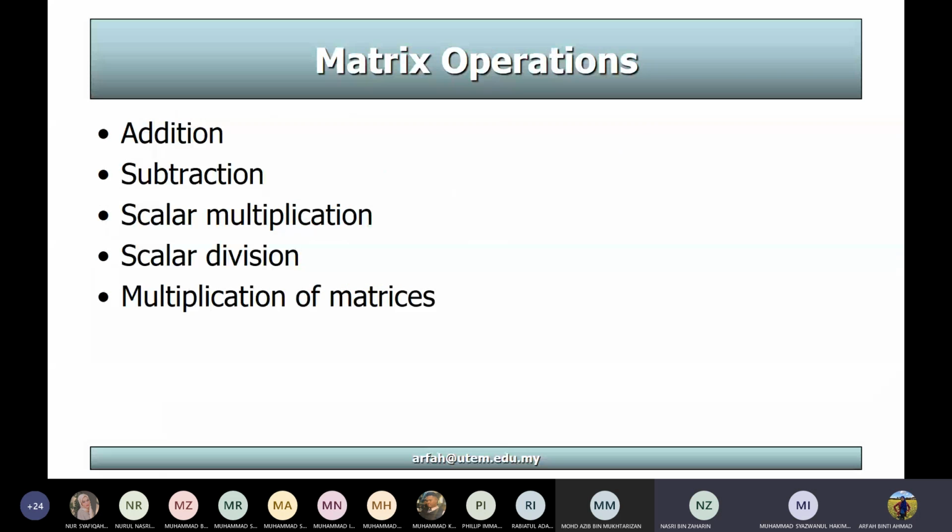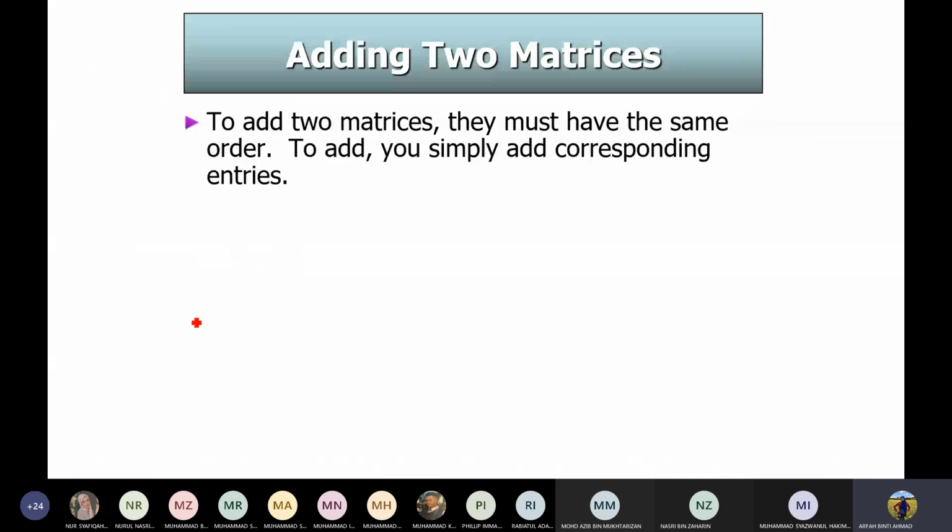And the next one, we are going to have operation involving matrix. So how you are going to do addition, subtraction, scalar multiplication, scalar division and multiplication of matrices. So the first 4 is very simple. So, macam mana awak nak buat addition, tambah, tolak, darab dengan skala, bahagi dengan skala bagi sesuatu matrix. Yang the fifth one is a bit tricky because how you are going to multiply the matrix. So addition of two matrix, to add two matrix, they must have the same order.